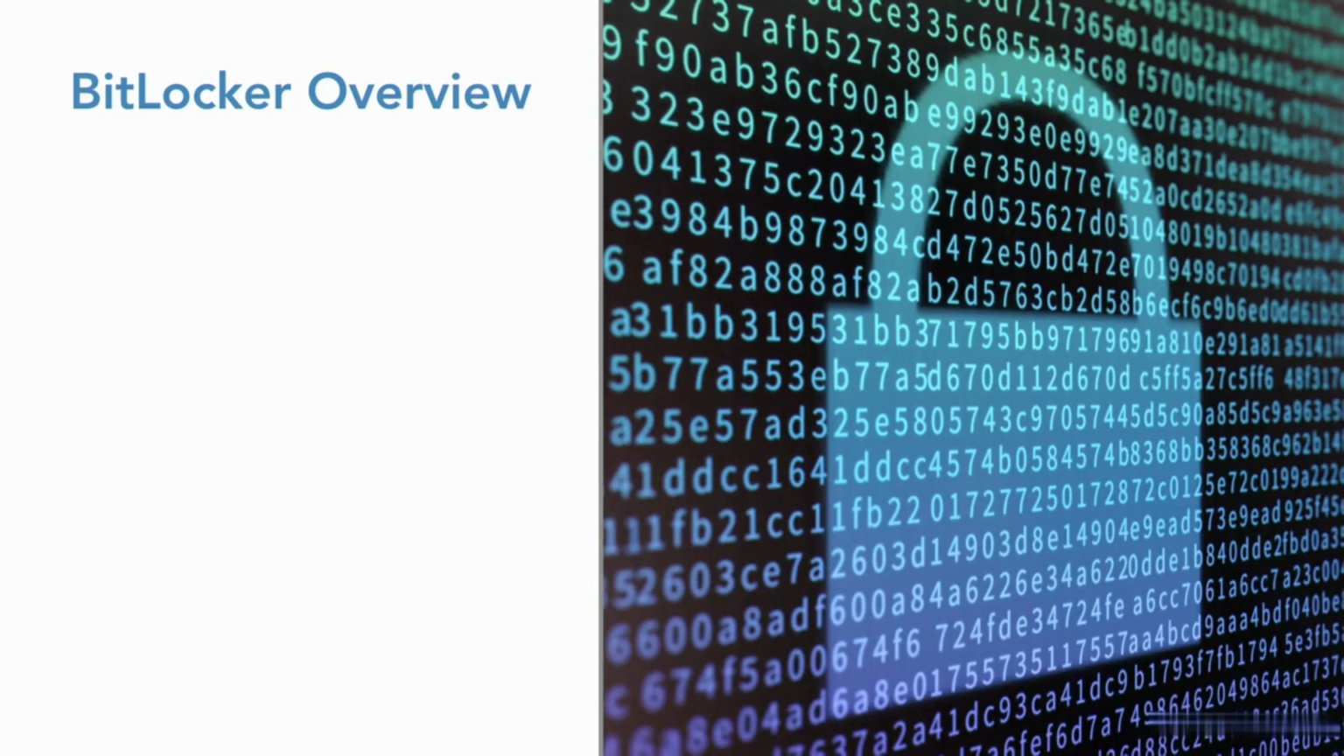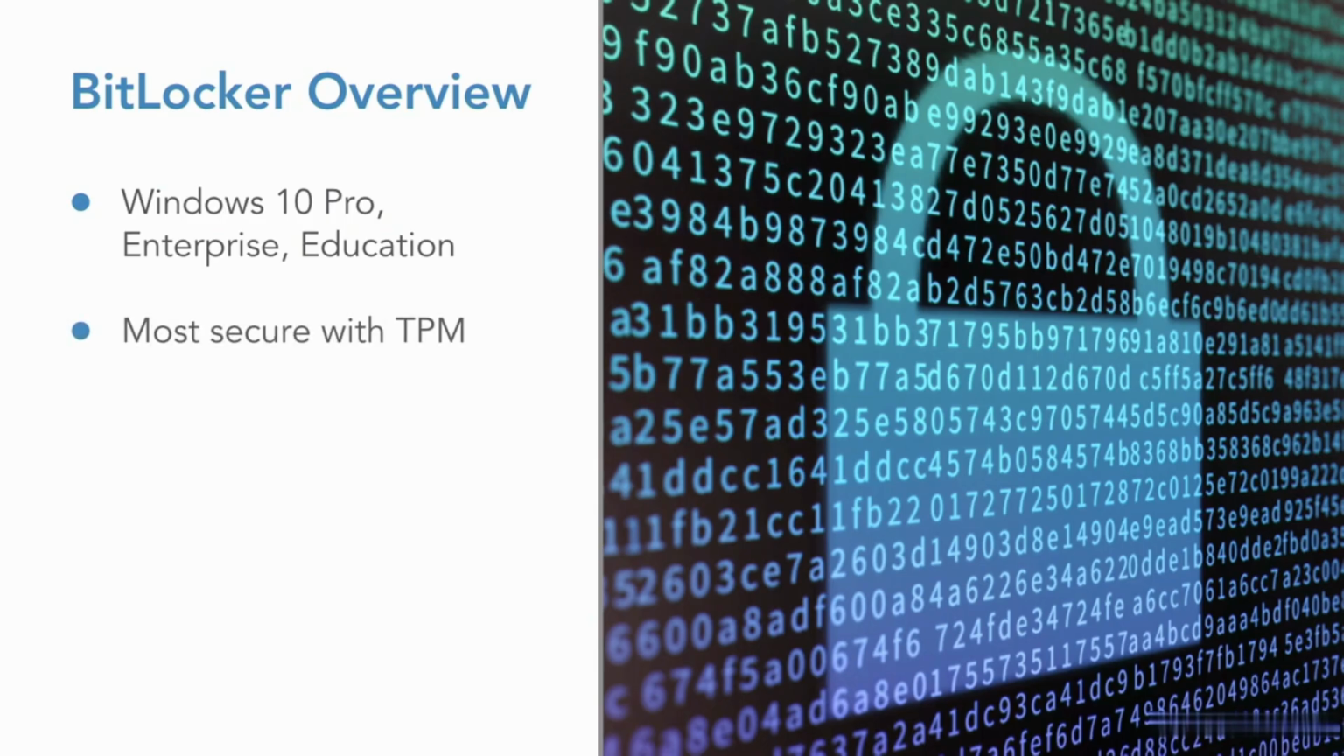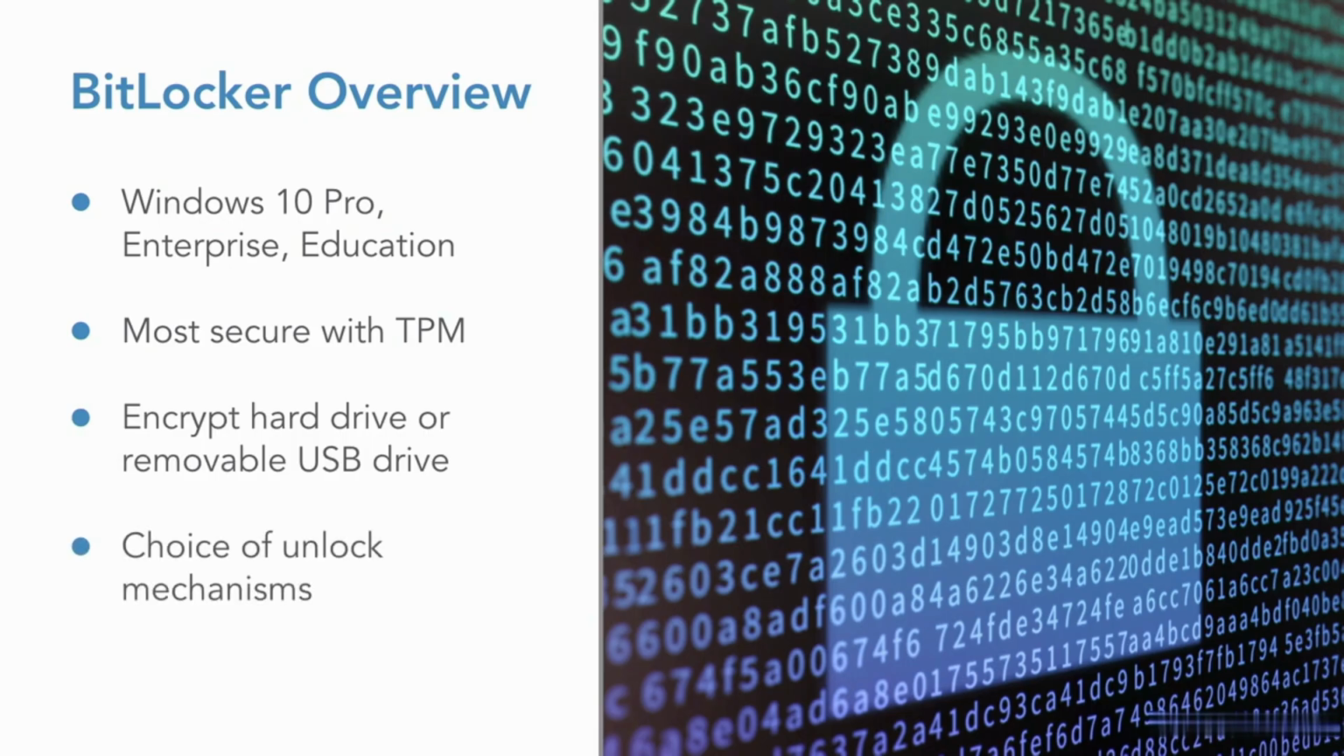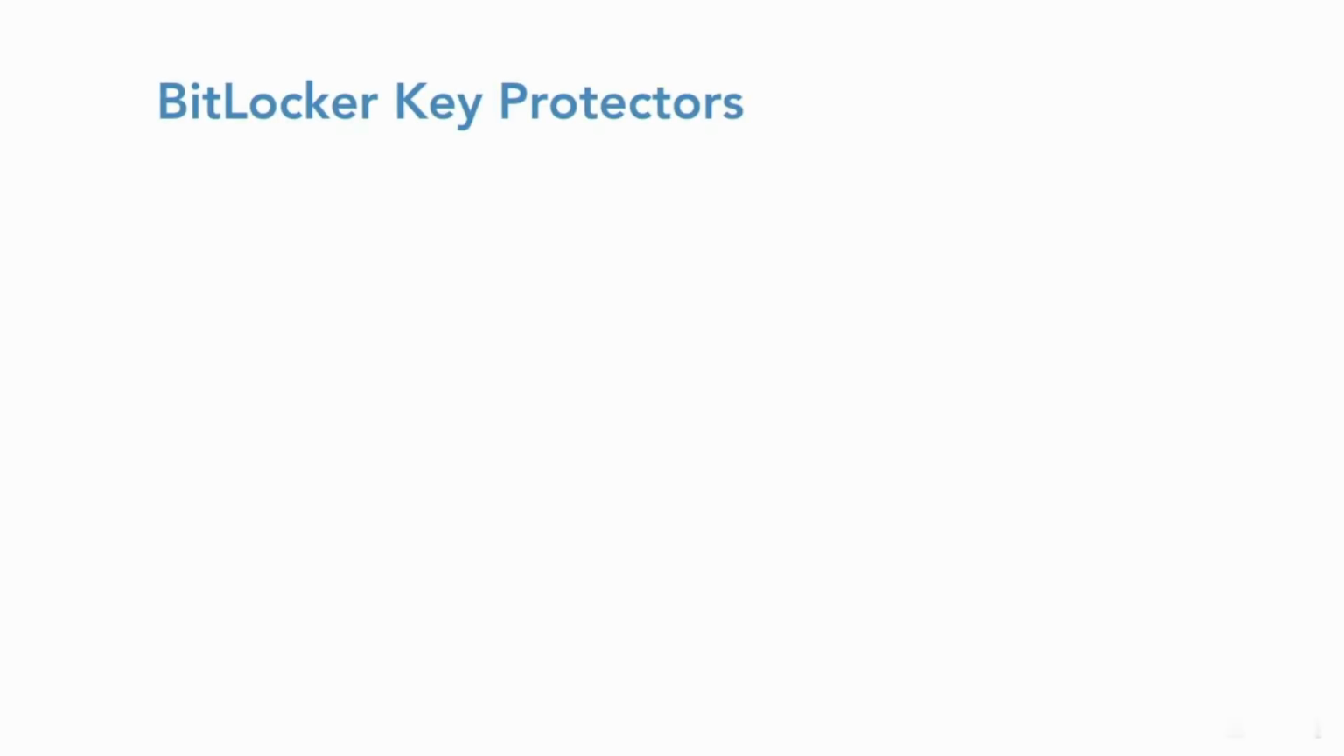BitLocker Drive Encryption is a feature that is included with the Pro, Enterprise, and Education versions of Windows 10. BitLocker works best when the encryption unlock keys are stored in the Trusted Platform Module or TPM chip on the motherboard. You can choose what data is encrypted, for example, the entire disk drive or removable USB thumb drive. You also have a choice of how to unlock the drive.